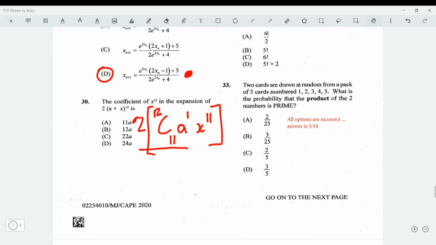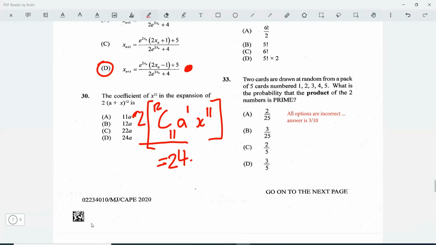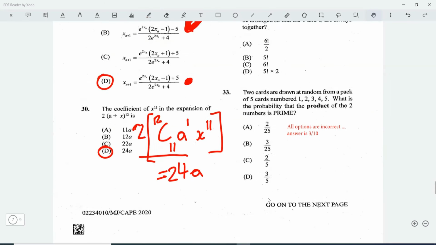So we're going to take out our calculator and work that out. Put 2 times in bracket. This is now shift, and let's go ahead and work that out. This is 12 choose 11. Close up that. To work it out, what we get is 24, and so that's 24 times a. That's 24a. Nice. So that's what we get. That's option B.